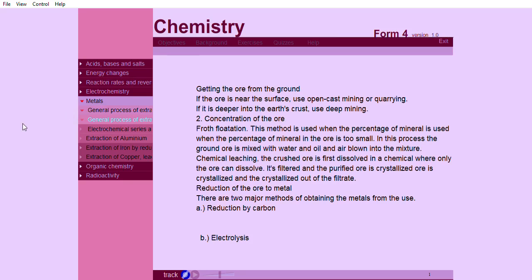Getting the ore from the ground. If the ore is near the surface, use open cast mining or quarrying. If it is deeper into the earth's crust, use deep mining.